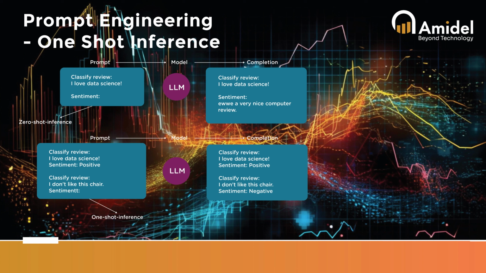shot inference. But let's say I give it an example so that I want it to give me a response in line with what I want. So I will give it an example. I love data scientists. This is a positive sentiment. So this is something good, right? So I give it that. And then I also tell the model, I don't like this chair. So then I ask it, so what sentiment am I asking for? So I did one shot inference, meaning I've given the model one example, and then it's now likely going to give me a proper answer.